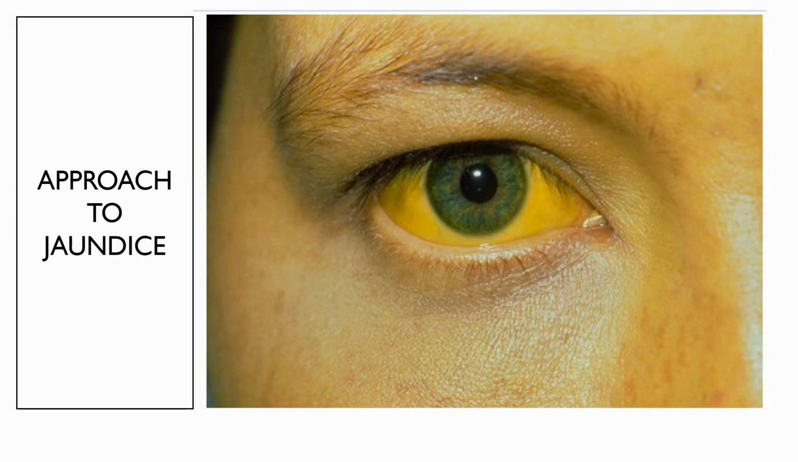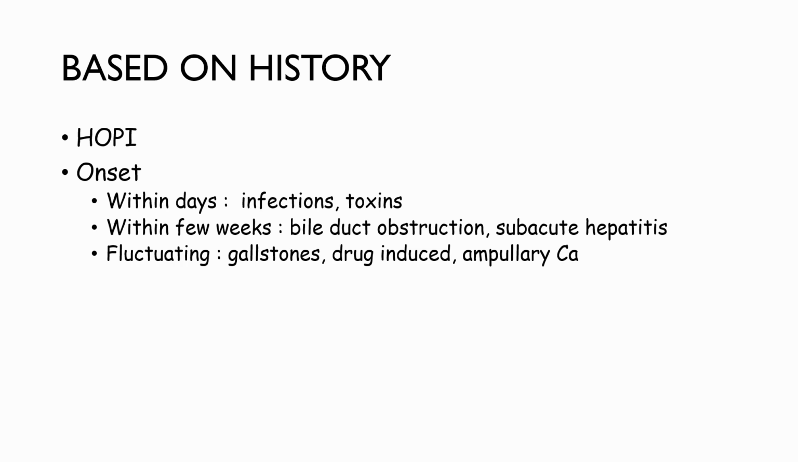Everyone, now we will see how we are going to approach jaundice. First is based on the history. What all ideas can we get from the history? One is onset. If jaundice evolves within days, it can possibly be because of infections or toxins. If it evolves over a few weeks, probably it is because of biliary pathology.